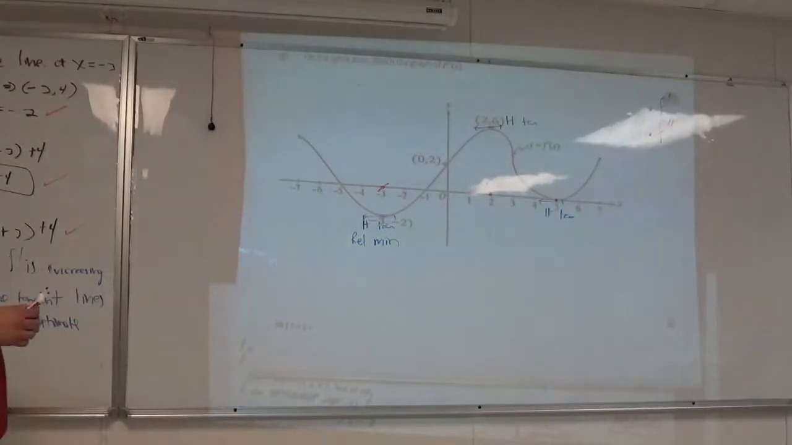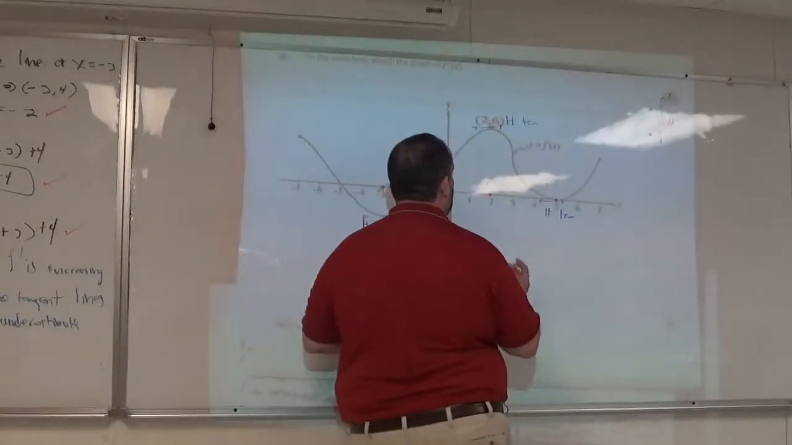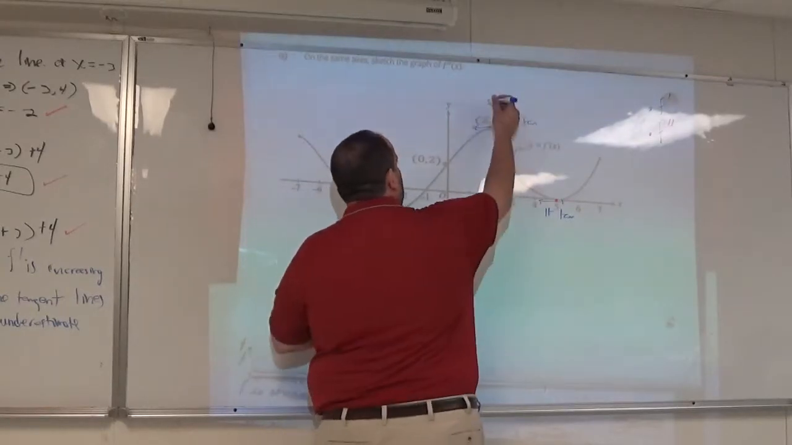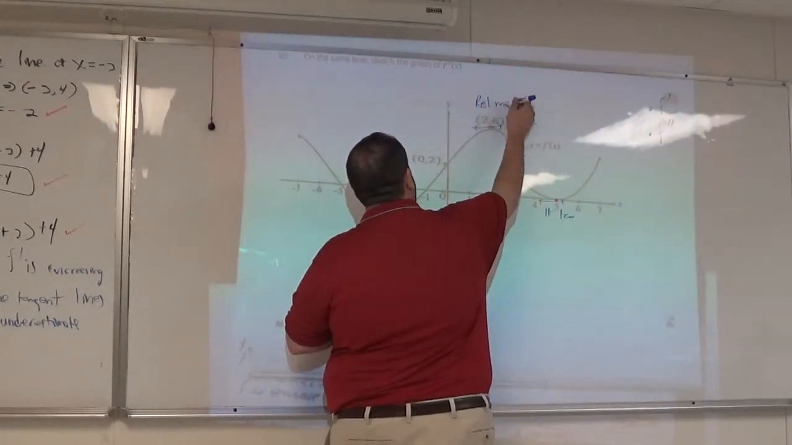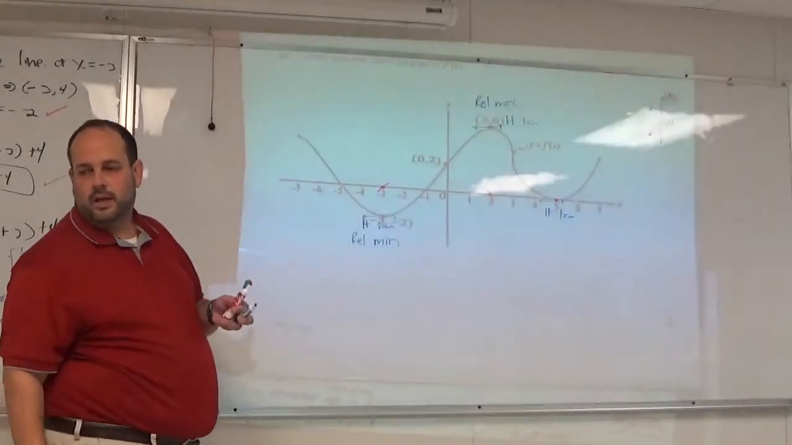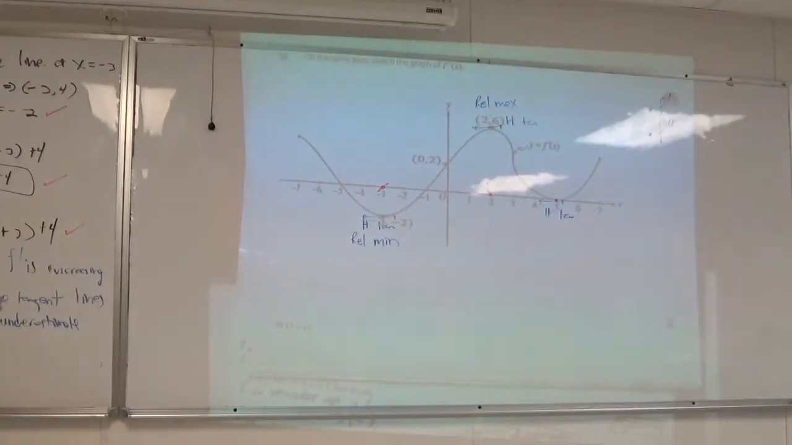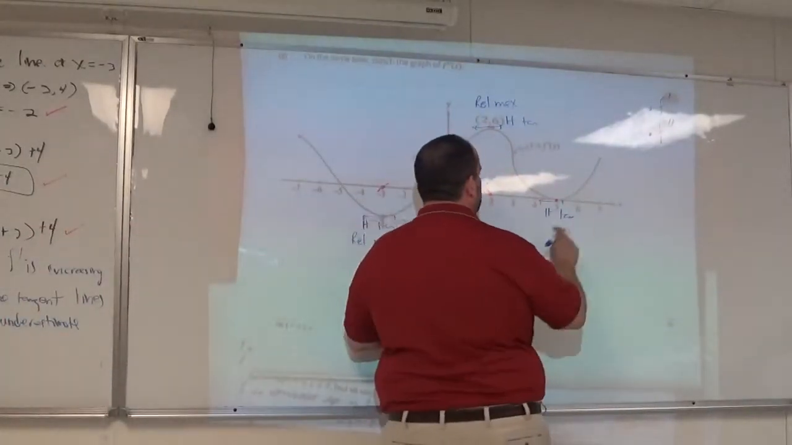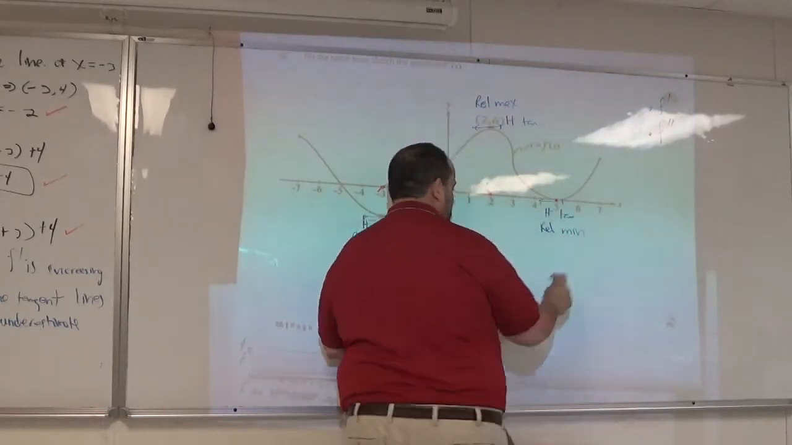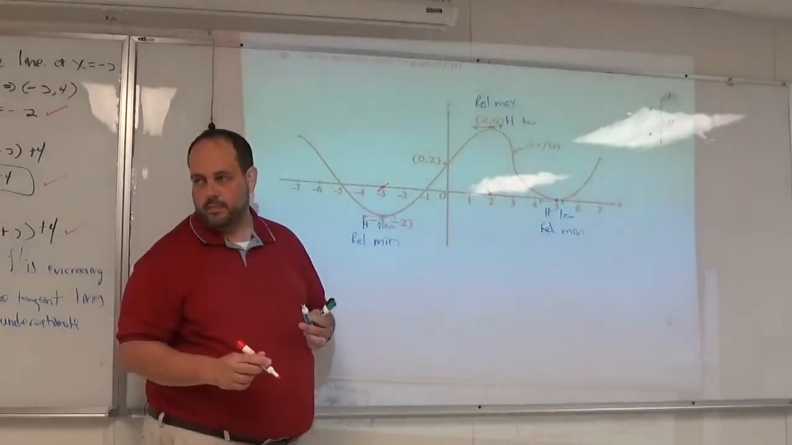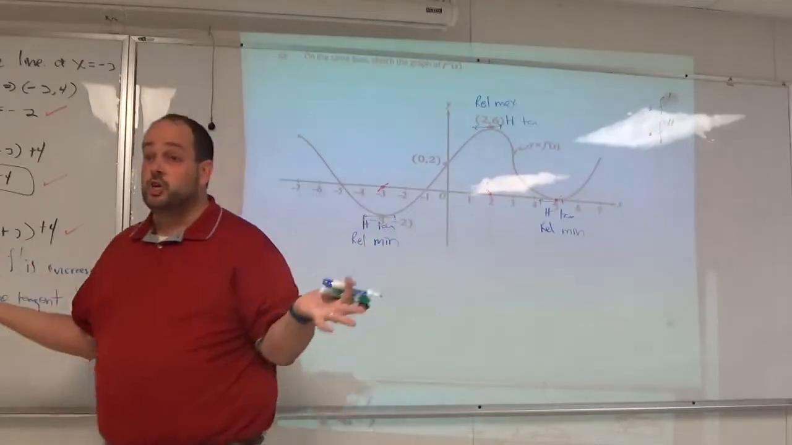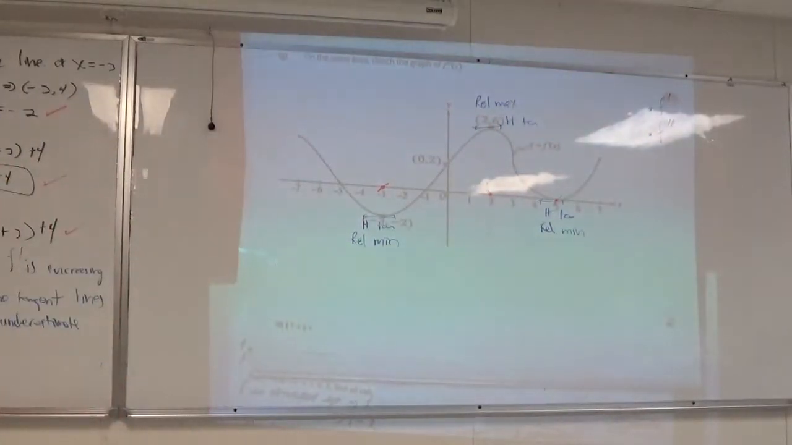Kaylin? At x equals 2, what's happening? F double prime goes from positive to negative because f prime has the relative max. Love it. Okay, what else? Jose? At x equals 5, f prime has a relative minimum. F double prime goes from negative to positive. Now that's good. That's a good start.